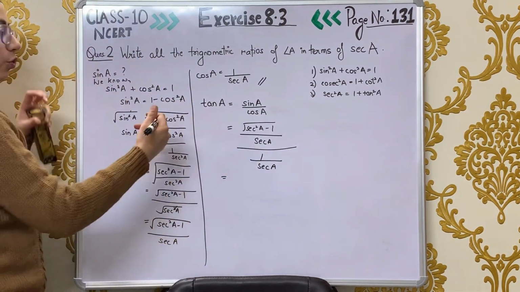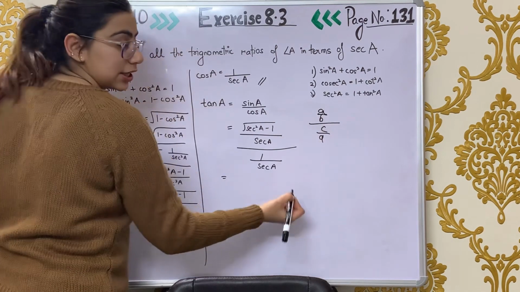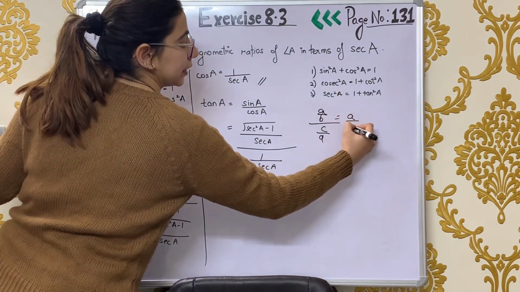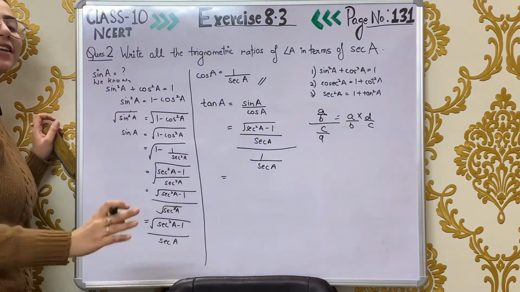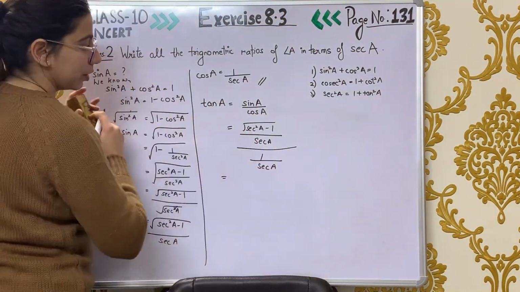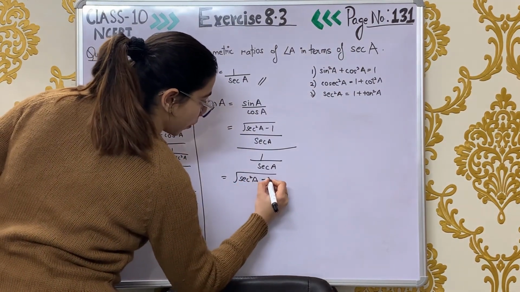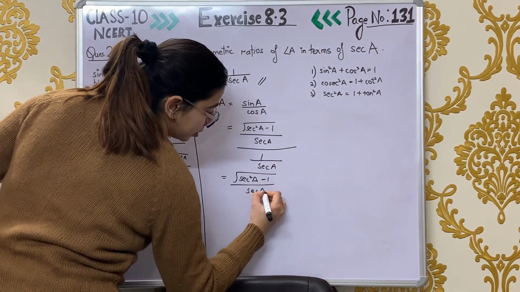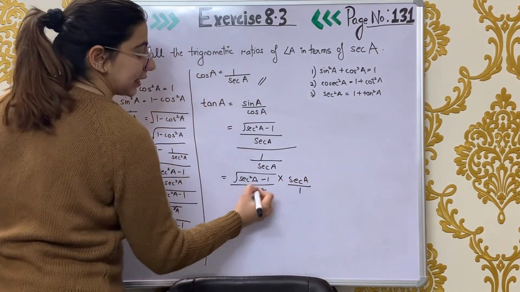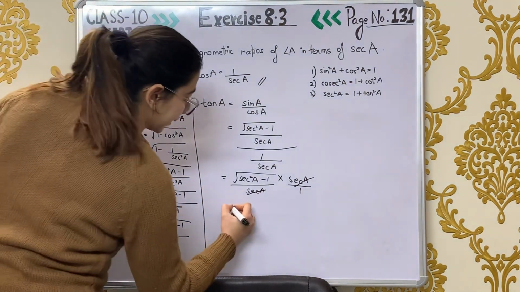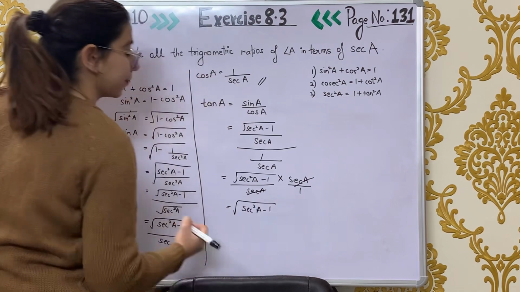How can we write this? We know the property that when A by B upon C by D is given, we can write it as A by B into D by C. That is, the numerator gets multiplied by the reciprocal of the denominator. Let me write it that way. So this would be secant square A minus 1 under root upon secant A multiplied by secant A upon 1. So secant A and secant A get cancelled. We get secant square A minus 1 under root.